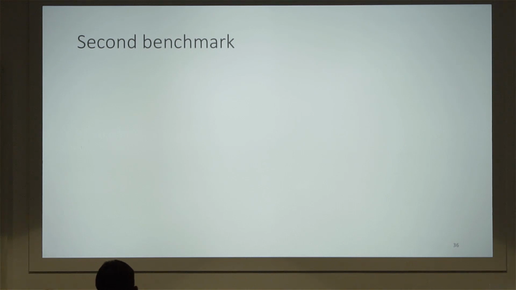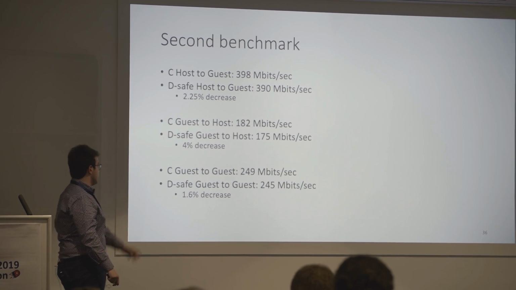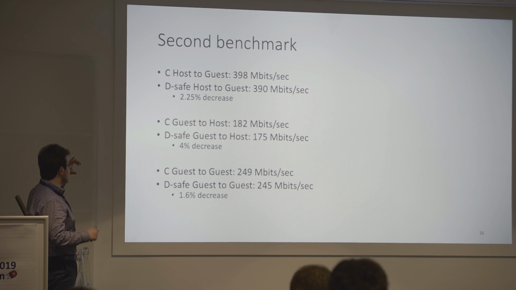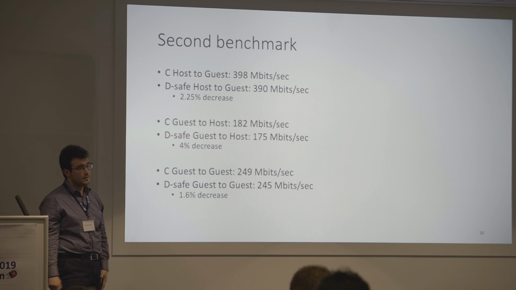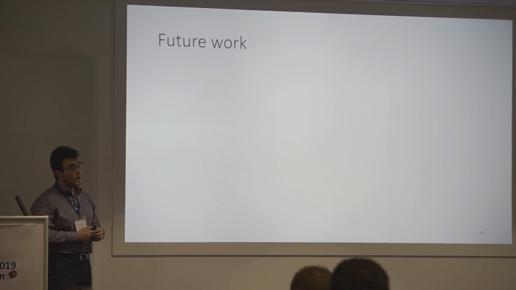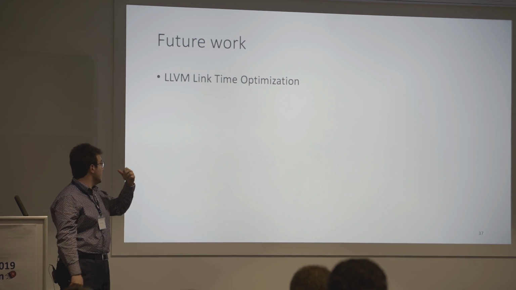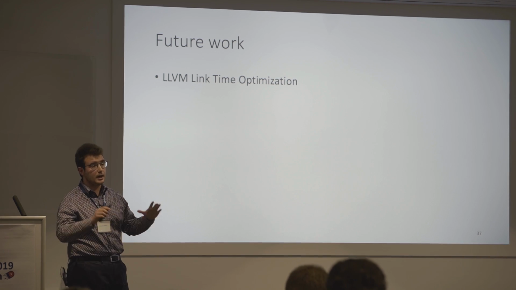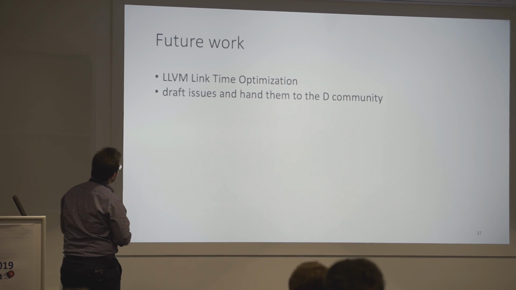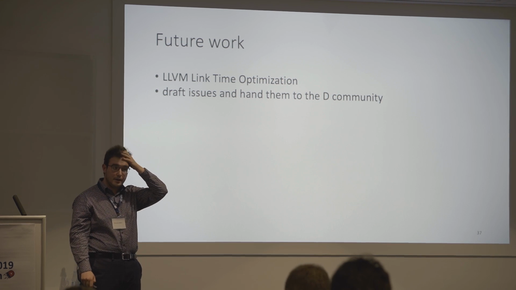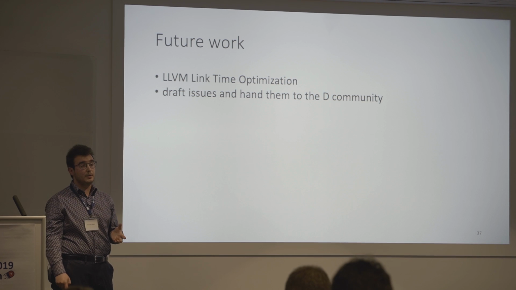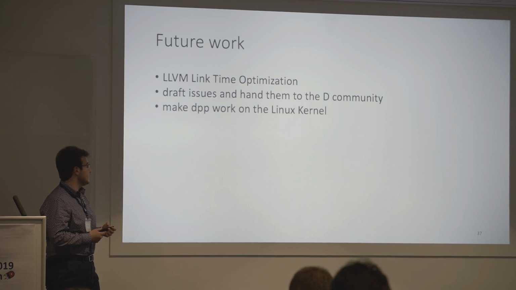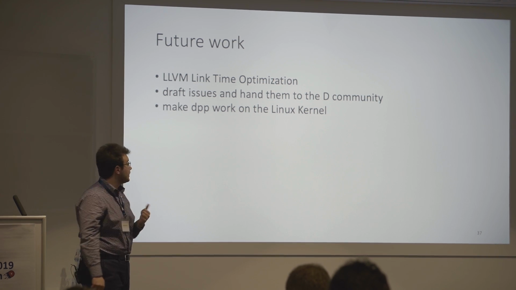After we added some features, we also made the benchmark. The second one, as you can see, the D and the C version are pretty much the same. There's a very small decrease in performance between 1 and 4%. As future work, it would be nice to use link time optimization because there are some functions that are still in C and the compiler can't inline them. It would also be nice if we wrote down the issues that we've encountered and handed them to the D community. Maybe we can work together to solve these problems. And another great thing would be to make DPP work, because this would save a lot of tiresome work.